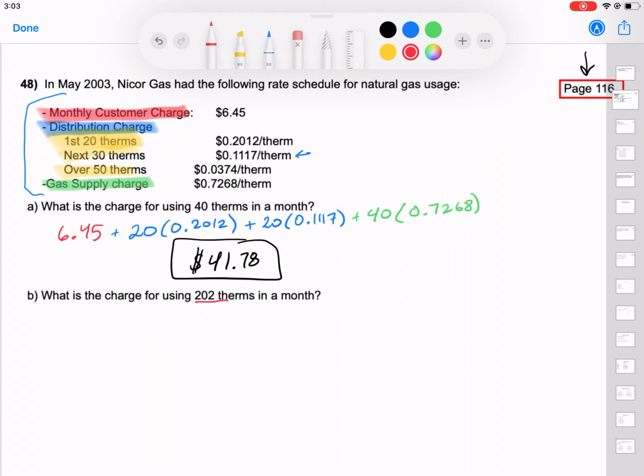So for 202 therms, the monthly charge still stays the same, so $6.45. And then we're going to our distribution charge. So we're going to be using all 20 of the first 20 therms. And we're going to be using that first initial rate. And then 202 is way bigger than 50 because the next 30 therms would be up to 50 therms. So we're going to be using the next 30 therms all the way up.